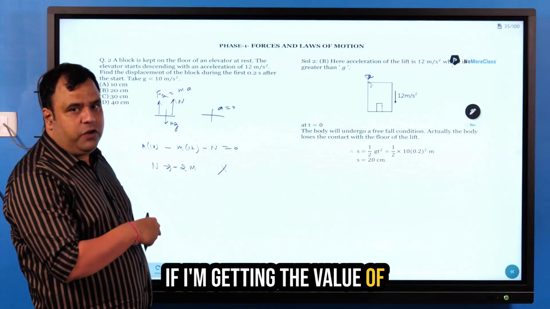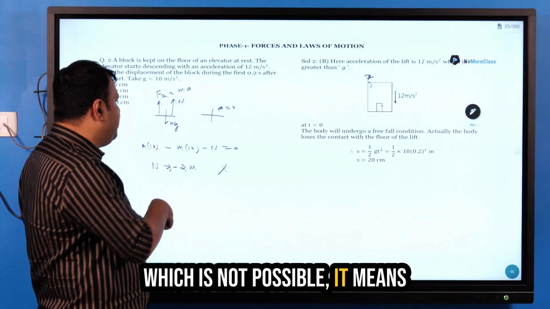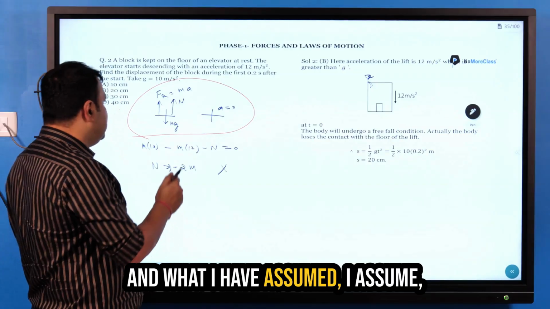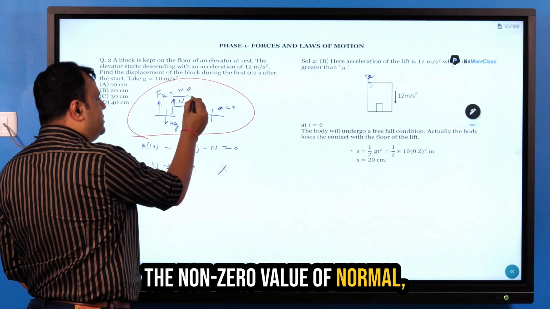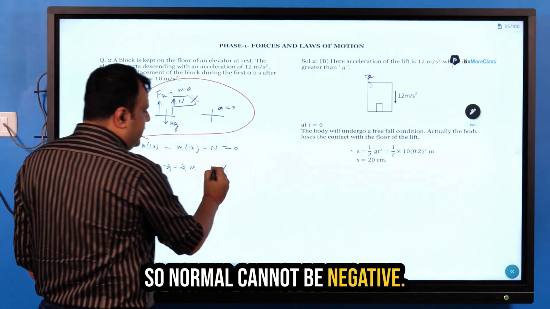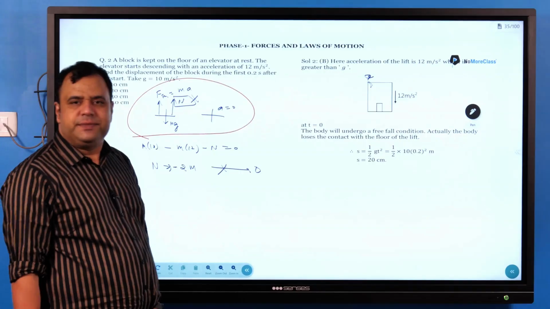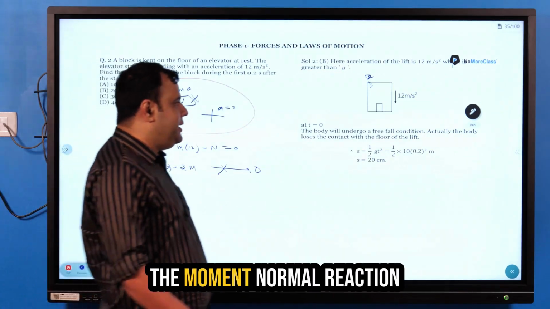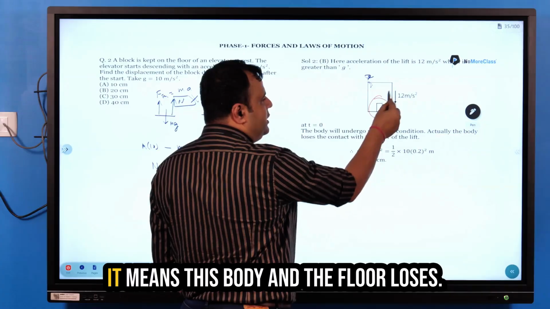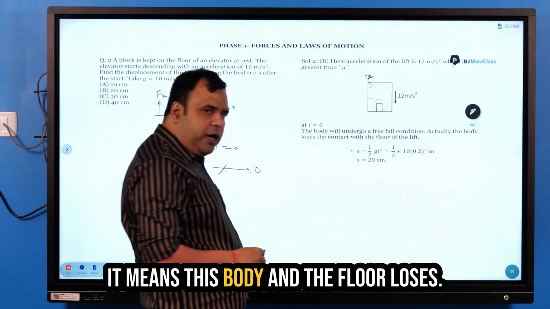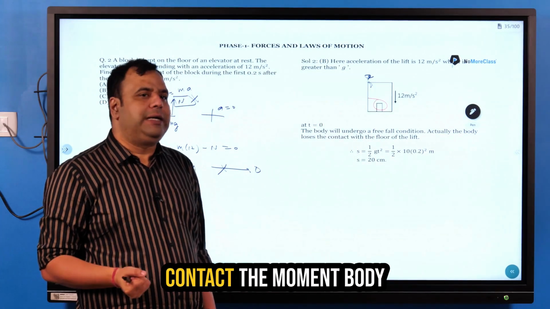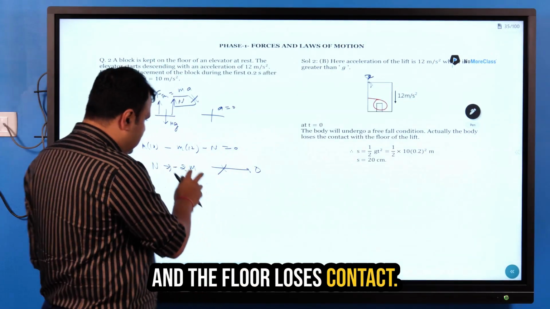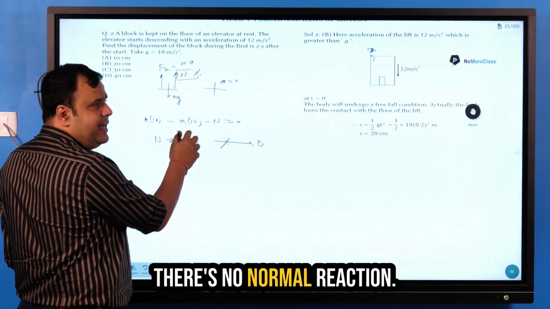If I'm getting the value of normal reaction as minus 2, which is not possible, it means something I had assumed is wrong. And what have I assumed? I assumed the non-zero value of normal. So normal cannot be negative, it will become 0. The moment normal reaction in this case becomes 0, it means this body and the floor lose contact. The moment body and the floor lose contact, there is no normal reaction.